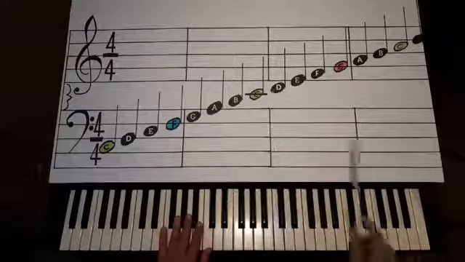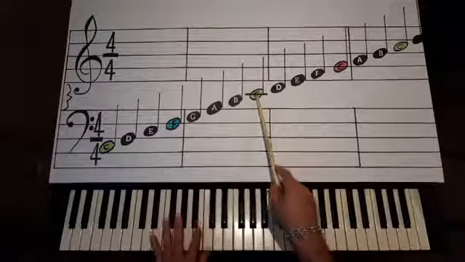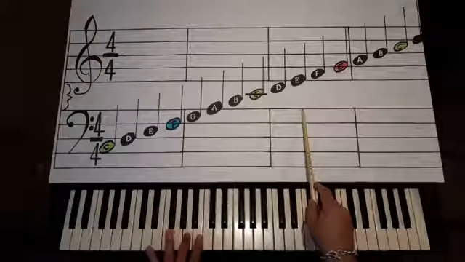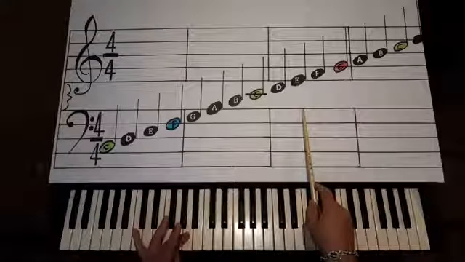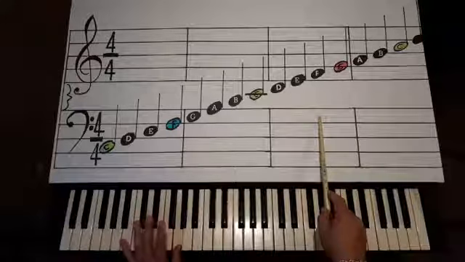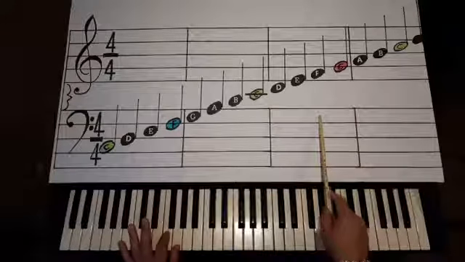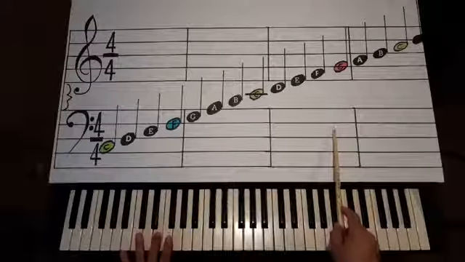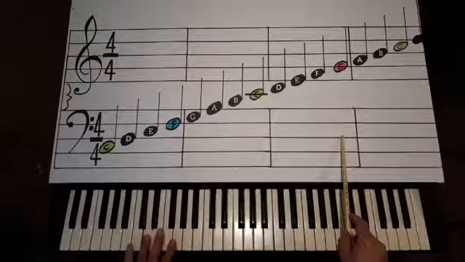But it would go this way. So it would be C, B, A. This is what I didn't do last time. So now you put the thumb under, right? G, right here. F at the line. E in the middle. D at the line. And C.